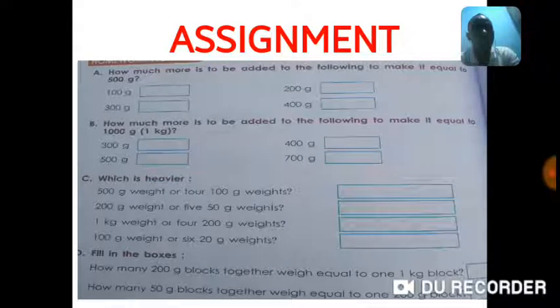How many 50 grams blocks together weigh equal to one 200 gram block? So we are comparing 50. How many 50 gram blocks do we need to add together to be as heavy as a 200 gram block? Put the answers in the box provided.